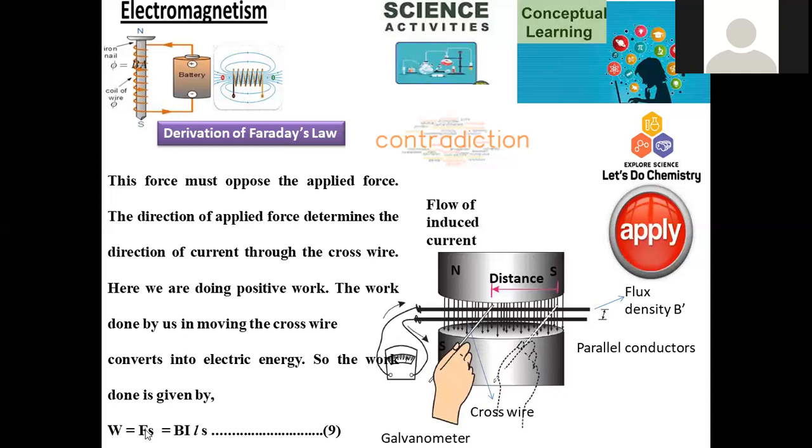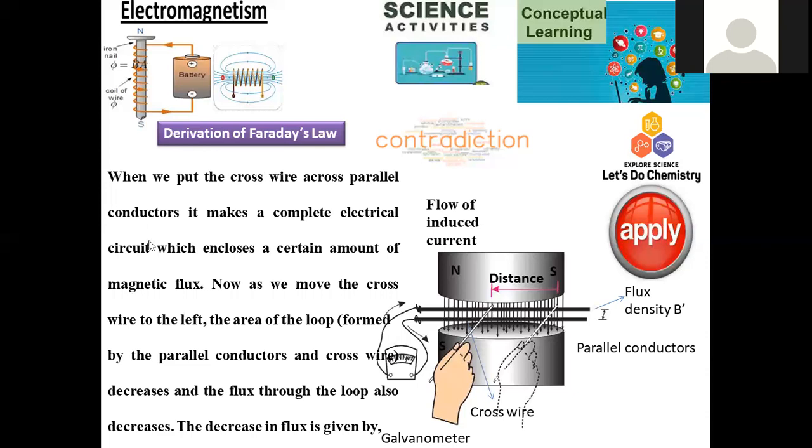Work is exactly equated with the force operated here, which is equal to the flux density B, the strength of the current I in amperes, and L, the length in meters. So this will be the equation: W is equal to F is equal to BIL. This is a somewhat extended formula for this deviation of Faraday's law.